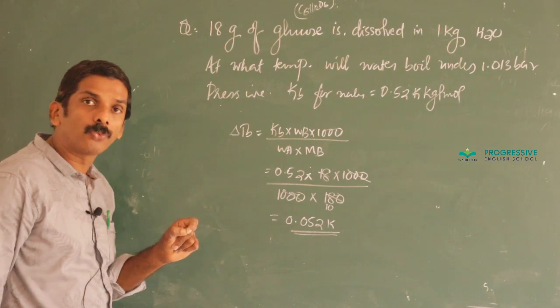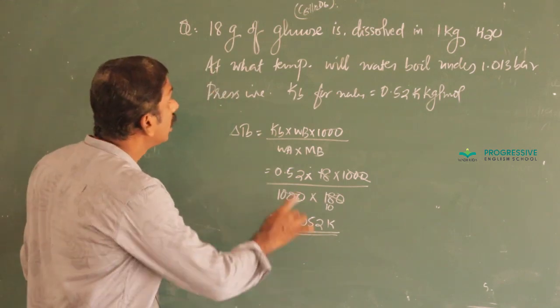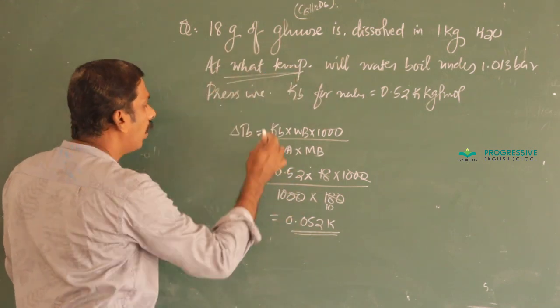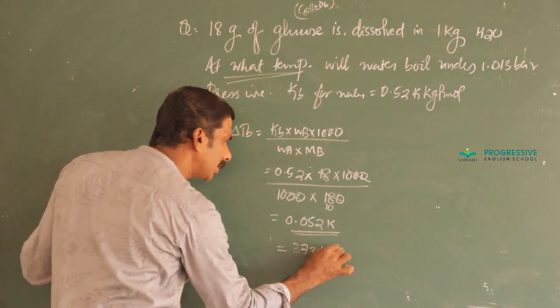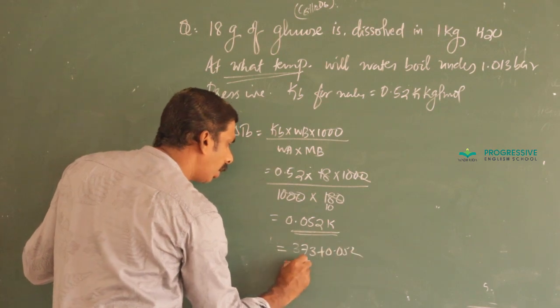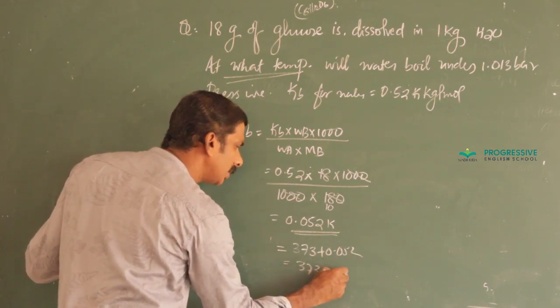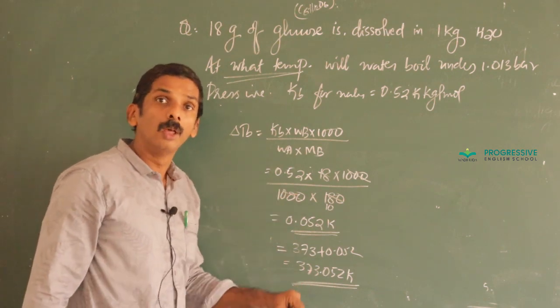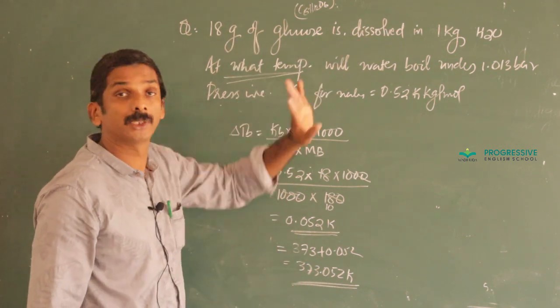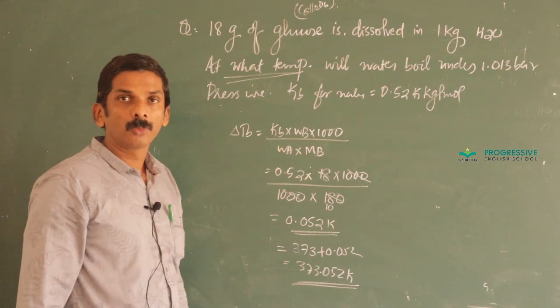That is the elevation of boiling point. Actual boiling point of water is 373 Kelvin. Then at what temperature will water boil? That is equal to 373 plus 0.052, or 373.052 Kelvin is the boiling point of the solution by adding 18 gram of glucose in 1 kilogram of water.